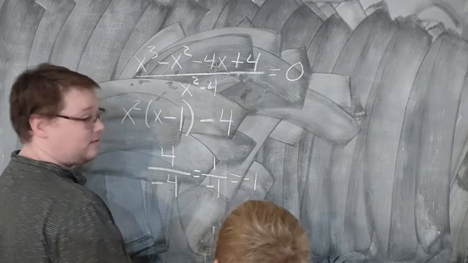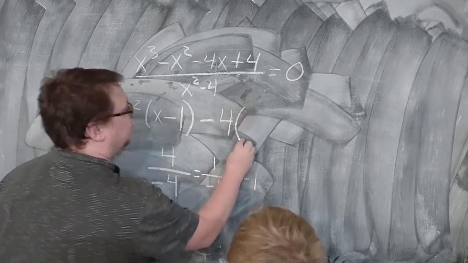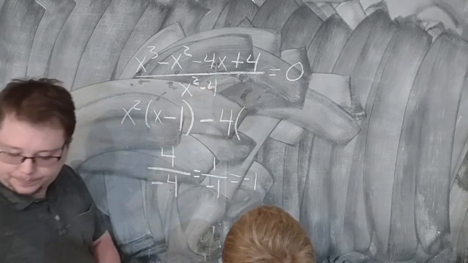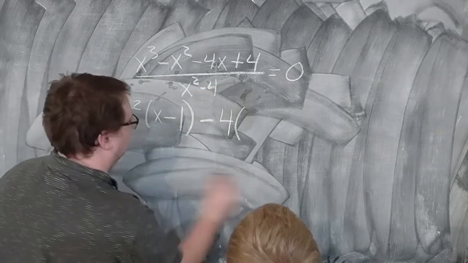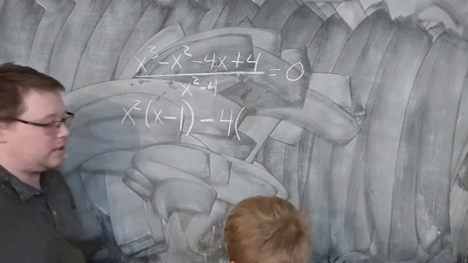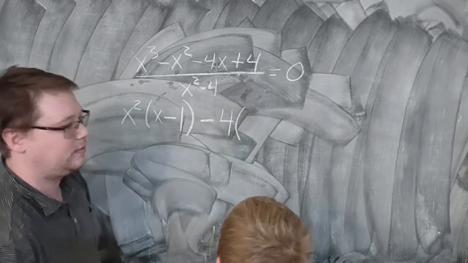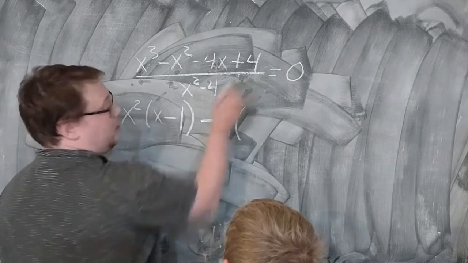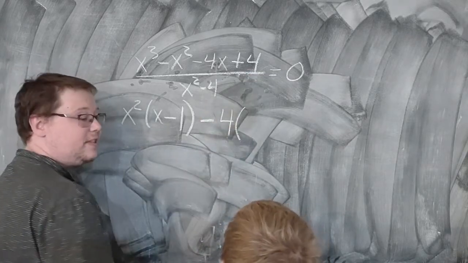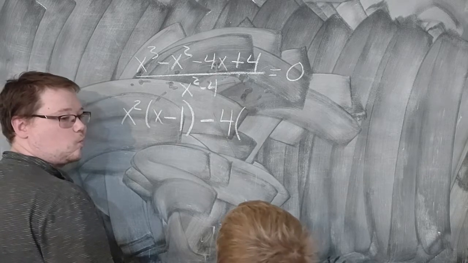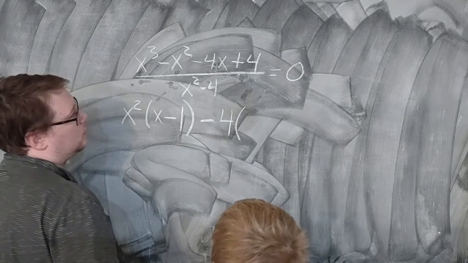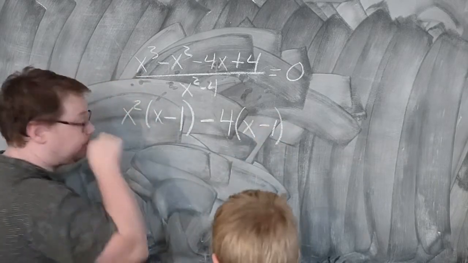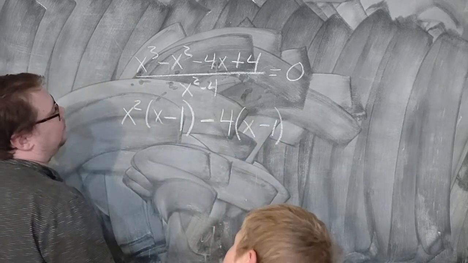Does that make sense? Mm-hmm. So what do we have left if we pull a negative 4 out? X and negative 4. Then we pull a negative 4 out? Yeah. So is it a 4? Because we pulled the 4 out. So negative 1. So it's x minus 1. Yep. All right.